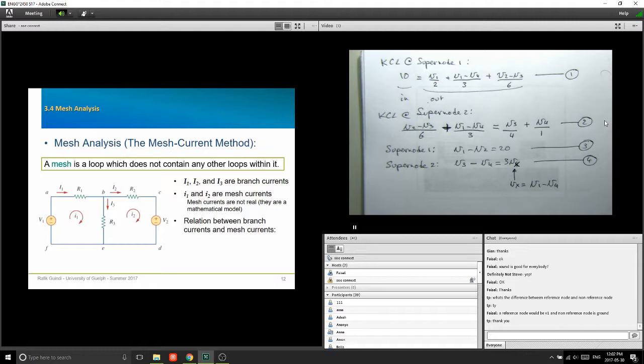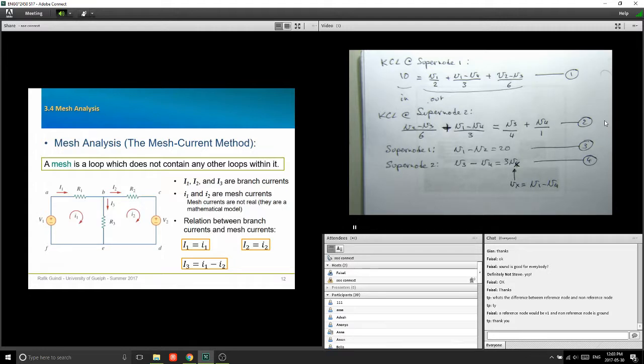So we're saying that small I1 and capital I1 are the same. So small I1 is equal to capital I1. Same thing for small I2 and capital I2. However, look at R3. Any branch that is shared between two meshes. This is where we find the difference between mesh currents and branch currents.